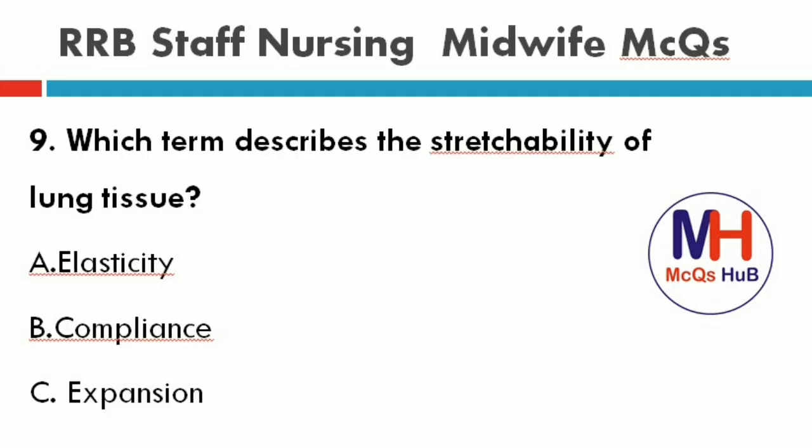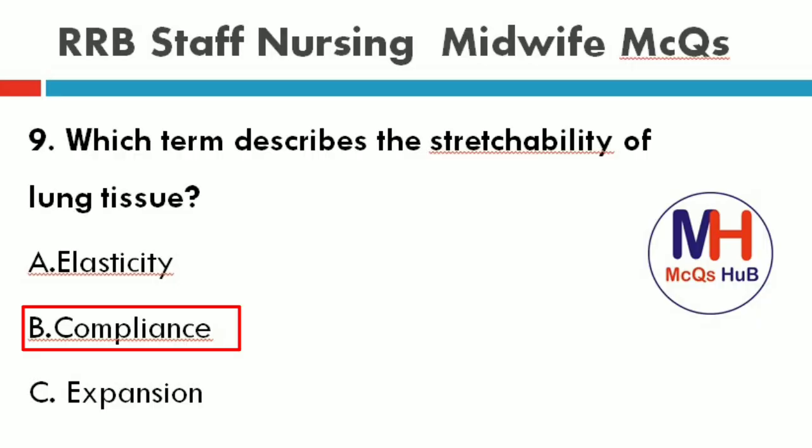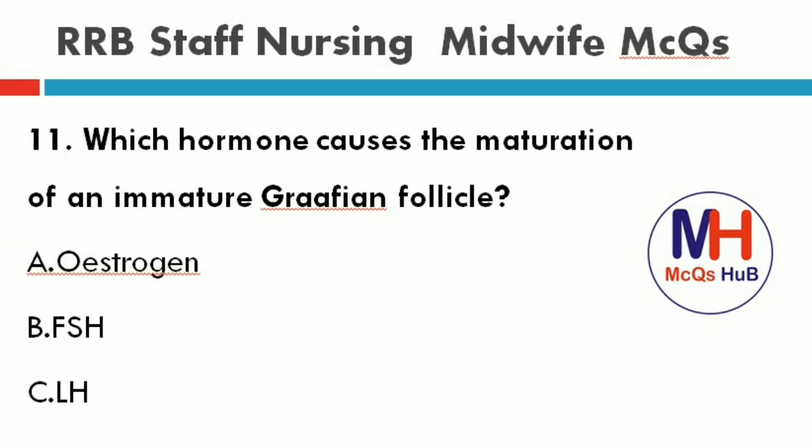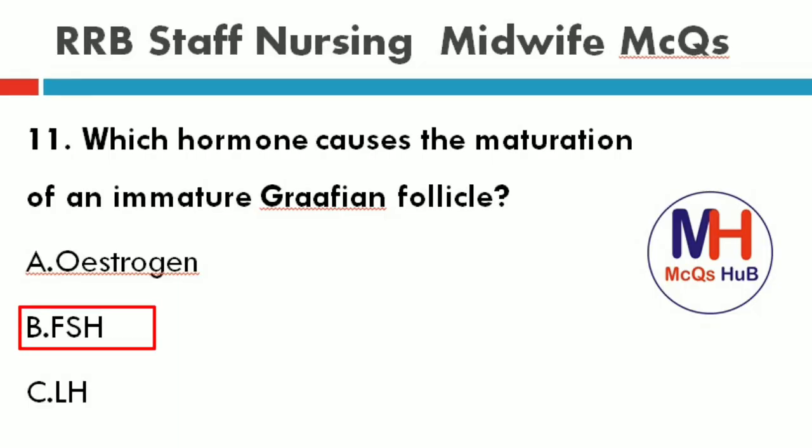9. Which term describes the stretchability of lung tissue? Correct answer is B. Compliance. 10. By how much does the body cells' need for oxygen increase in pregnancy? Correct answer is A. 20%. 11. Which hormone causes the maturation of an immature Graafian follicle? Correct answer is B. FSH.